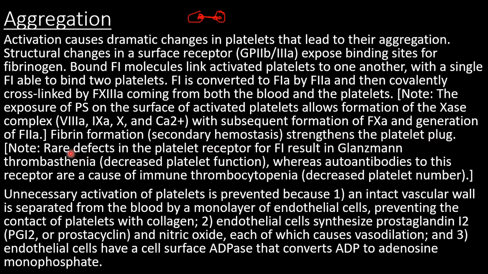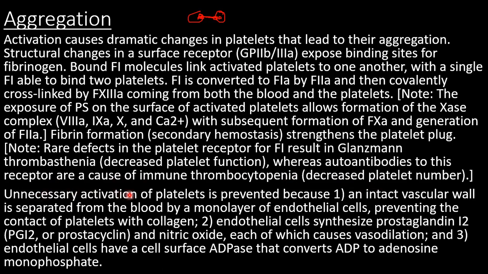Okay. Now, we have rare defects in the platelet receptor. Defects in the receptors, glycoprotein 2B and 3A, for fibrinogen will result in a condition known as Glanzmann thrombasthenia, where there is decreased platelet aggregation, whereas autoantibodies to this receptor cause immune thrombocytopenia. So we have some autoantibodies which attack these fibrinogen receptors.